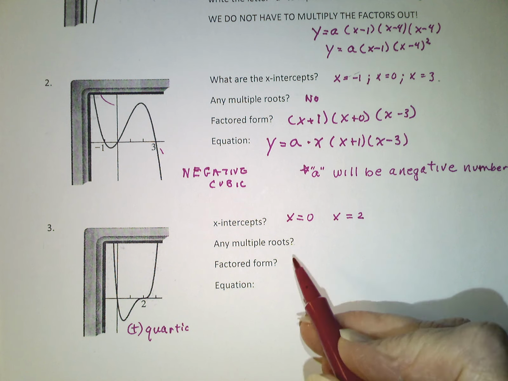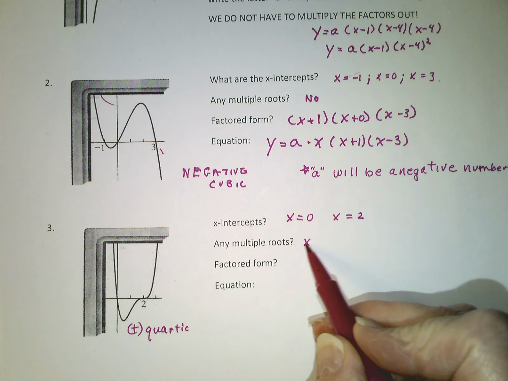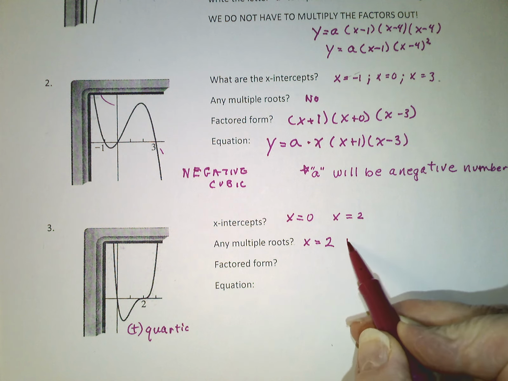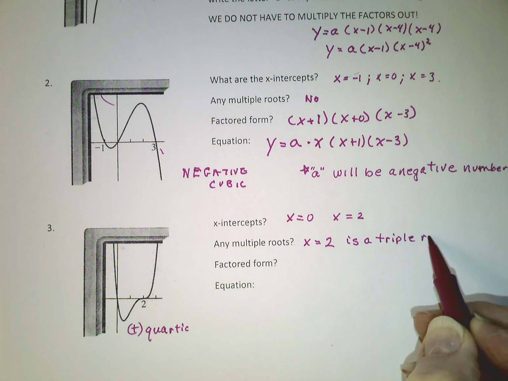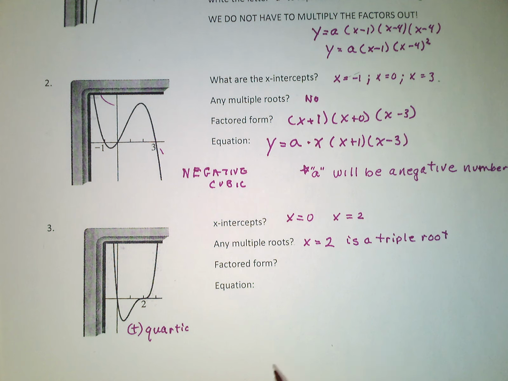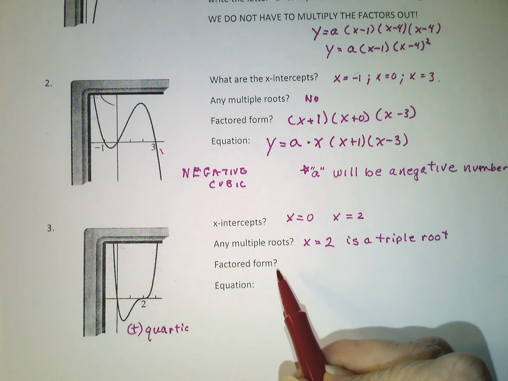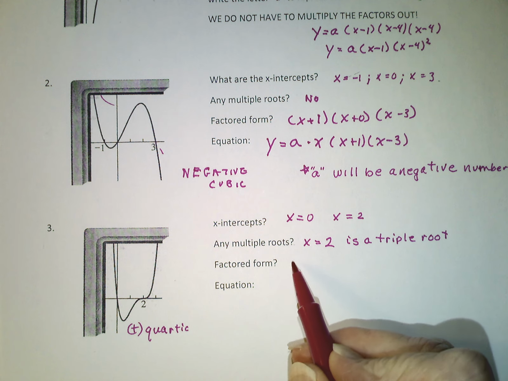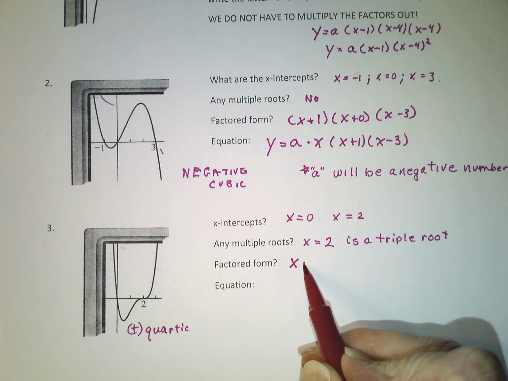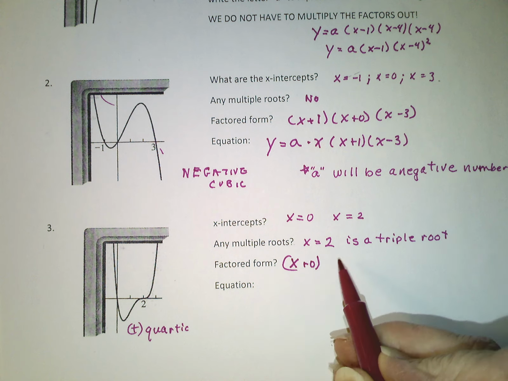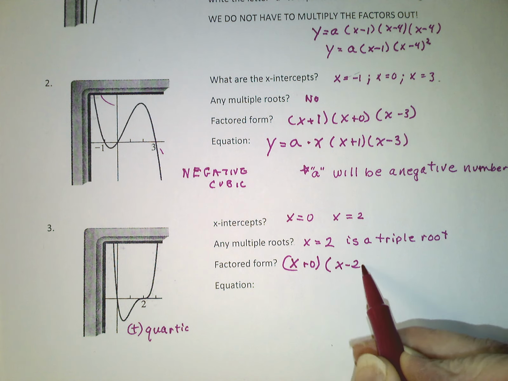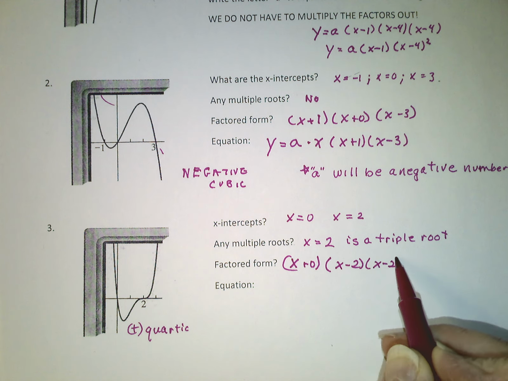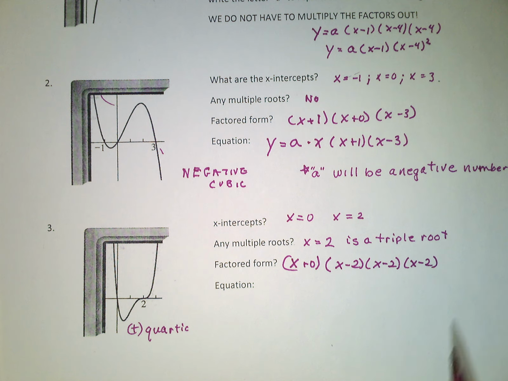Do I have any multiple roots? Oh, yes. At x equals 2, because it flattened and crossed, that is a triple root. So when we write the factors, we'll have to consider that. Well, we'd change the sign here, but that would still make this. I'm going to put x plus 0 just for the heck of it. Could just put x. And then this is going to be a factor of x minus 2. And I'm deliberately writing it out 3 times. A lot of you don't need this step.